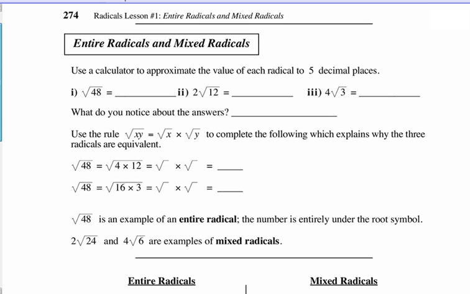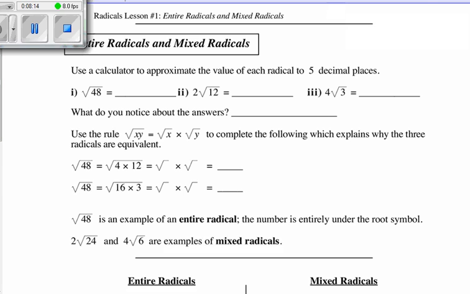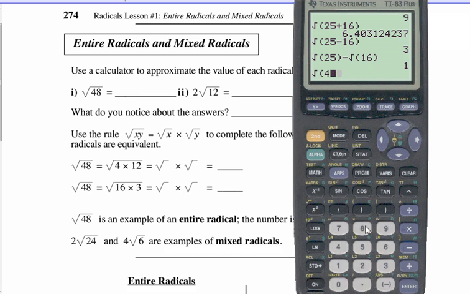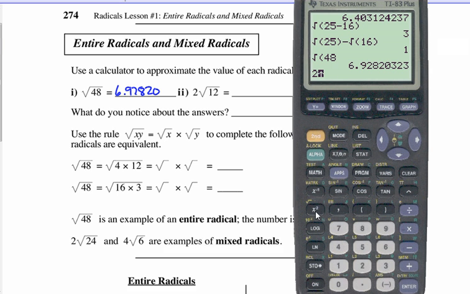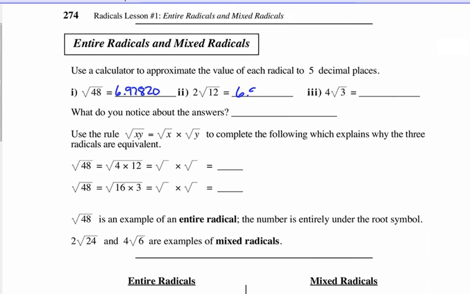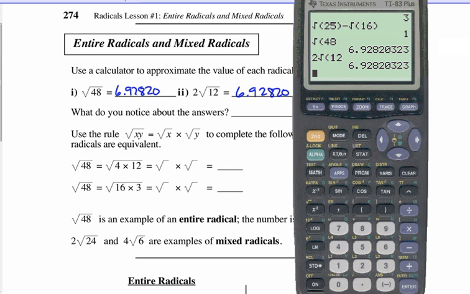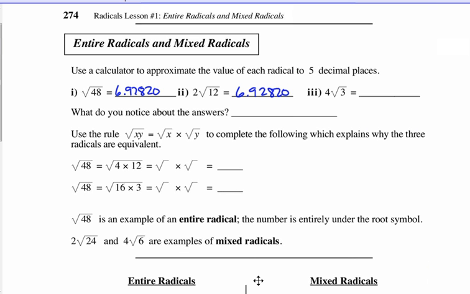So let's review entire radicals and mixed radicals. It says write each to 5 decimal places. Oops. So square root of 48 is equal to 6.92820. Okay, we type in 2 root 12. That's again the same thing, 6.92820, and 4 root 3. And again, the same thing. So these are all the same thing, just written different ways. So they're all equivalent.